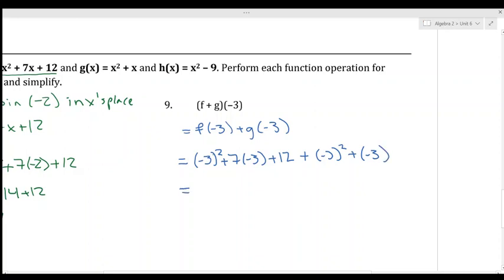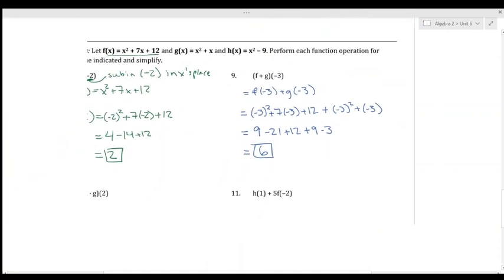All right, negative 3 squared is a positive 9. 7 times negative 3 is negative 21. We have this plus 12, that doesn't change. Plus negative 3 squared is a positive 9, so it's still plus 9, and then plus a negative 3 is a negative 3. And when I do my mental math and plug this all together, we get 6.